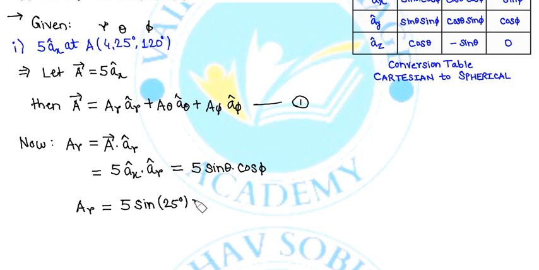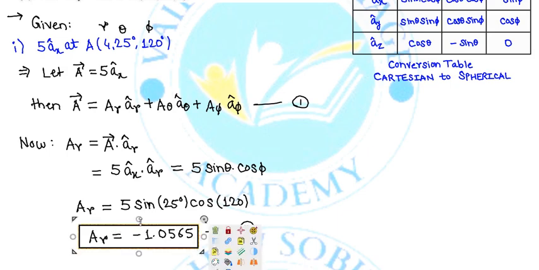Now what about cos phi? We are going to put the value of that cos phi, and that phi is equal to 120. Now if you simplify this, you will find that A_R, or the projection of vector A in the R direction, will have the value equal to minus 1.0565. This is your A_R in the R direction. Assign it some equation number. So this is your very first element out of your equation number 1.